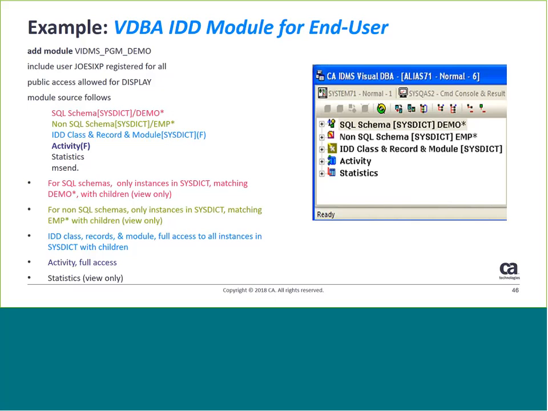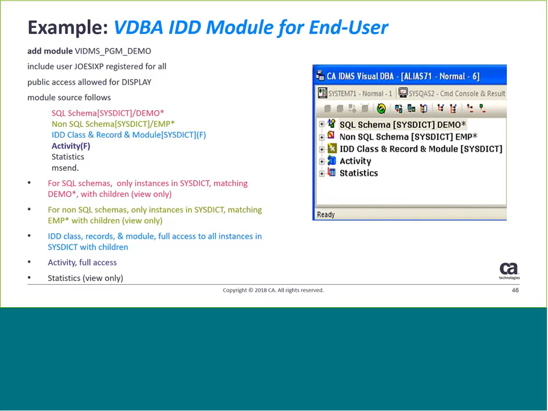So at the top, before that little word msend, you've got the actual module, and then at the bottom, I've listed what each one of these lines represents. And they're color-coded, so you can hopefully easily see what each one does. So for this particular end-user module, we are allowing, and let me back up just 1 sec. You see on the last 2 lines here for IDD class and record, and also for activity, there's an F in parentheses, and that F corresponds to those activities or action types that we were granting to users.